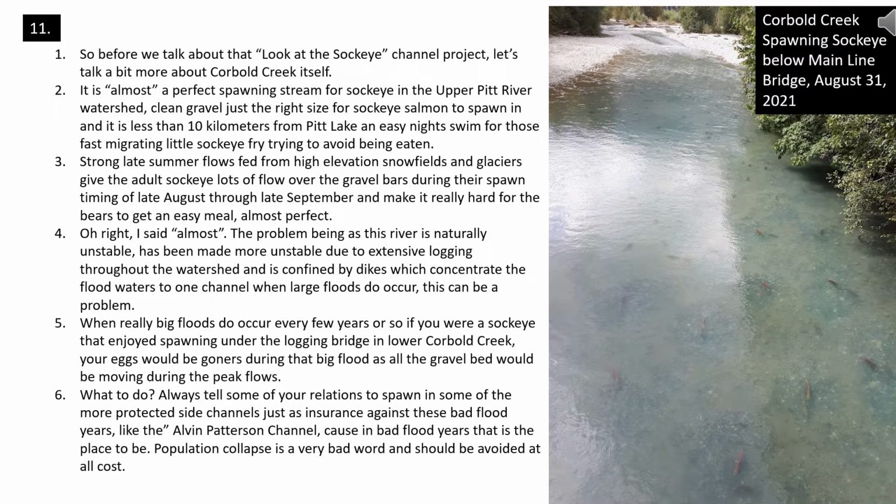So, what to do? The message for the population's persistence and resilience is always tell some of your relations to spawn in some of the more protected side channels, just as insurance against these bad flood years, like the Alvin Patterson channel. Because in bad flood years, that is the place to be. Population collapse is a very bad word and should be avoided at all costs.